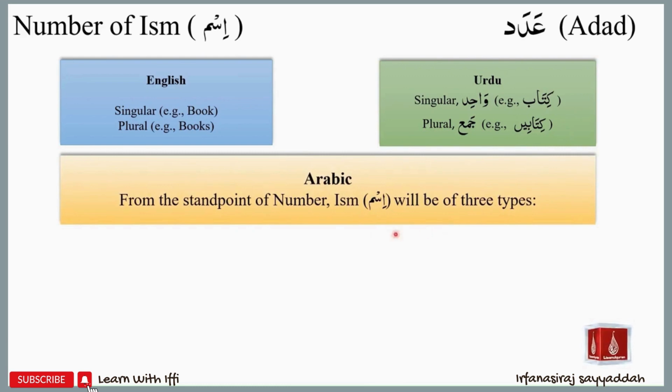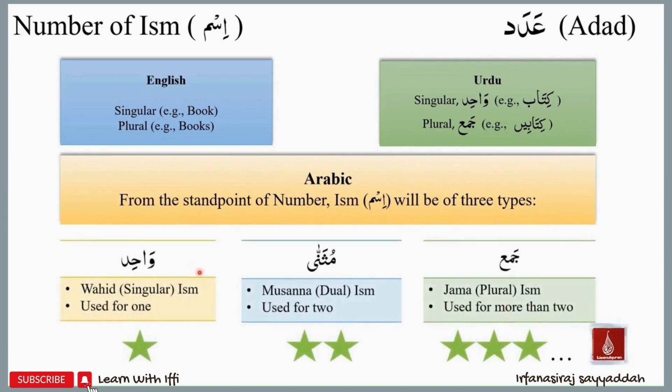In the case of Arabic, from the standpoint of number, ism will be of 3 types. These 3 types are wahid, musanna, and jama. This is a big difference between Arabic and English and Urdu when it comes to number. In English, we have 2 categories, singular and plural. In Urdu, we have 2 categories, singular and plural. But in Arabic, we have 3 groups: wahid, musanna, and jama.